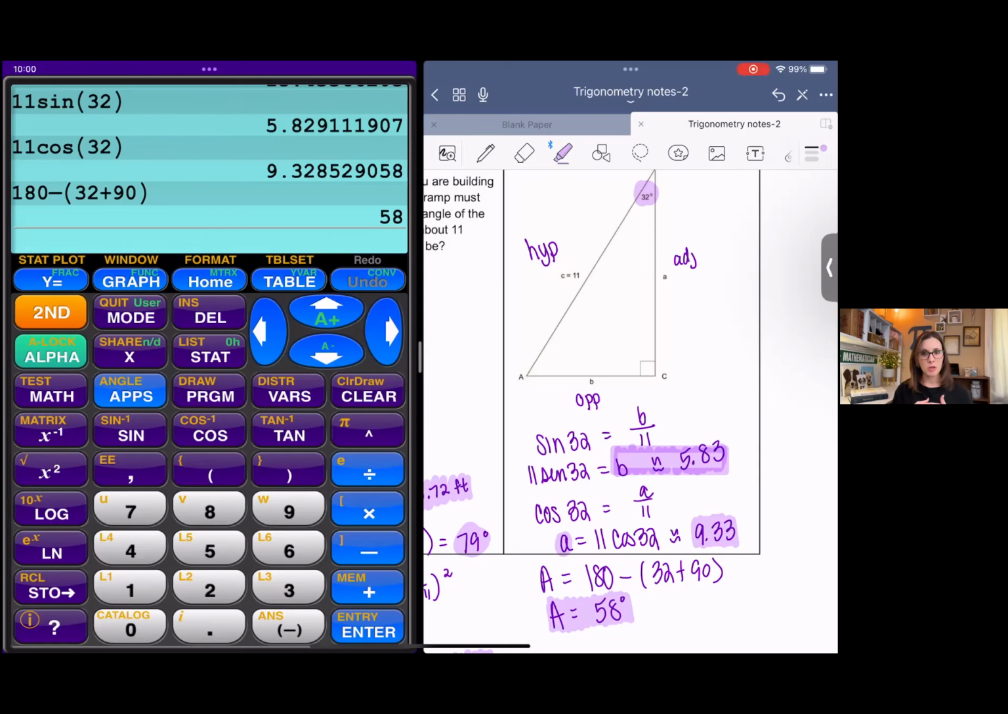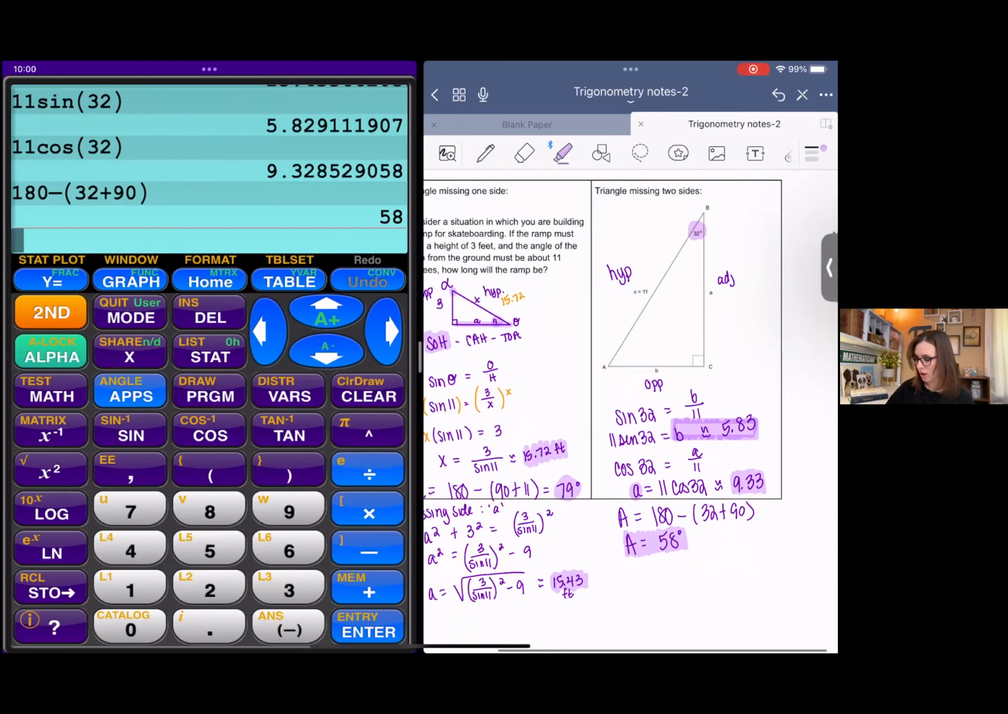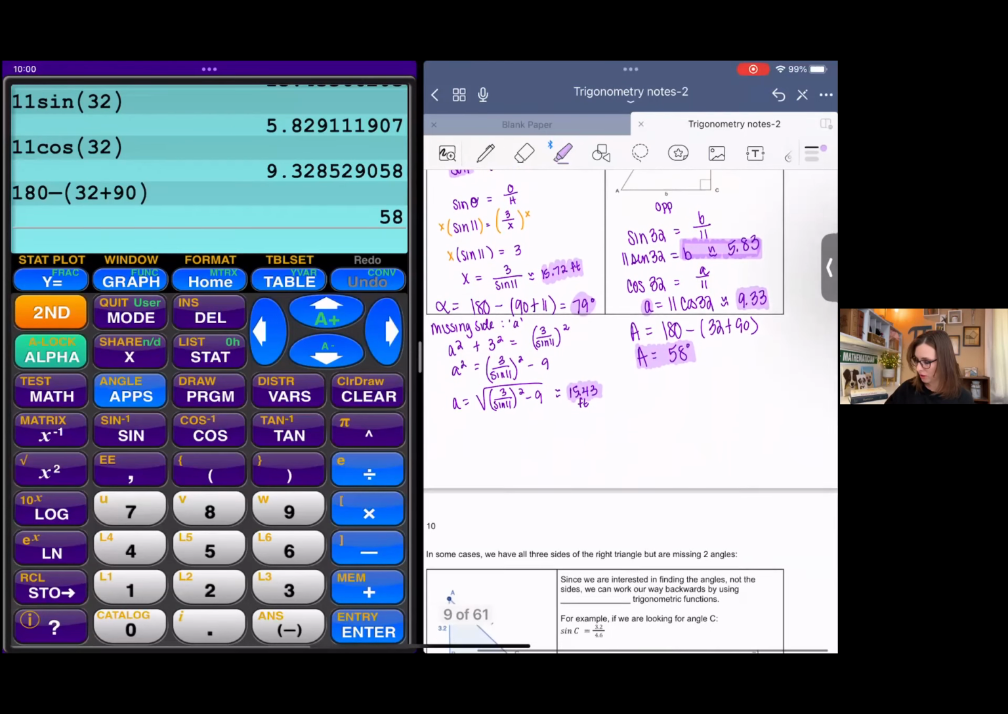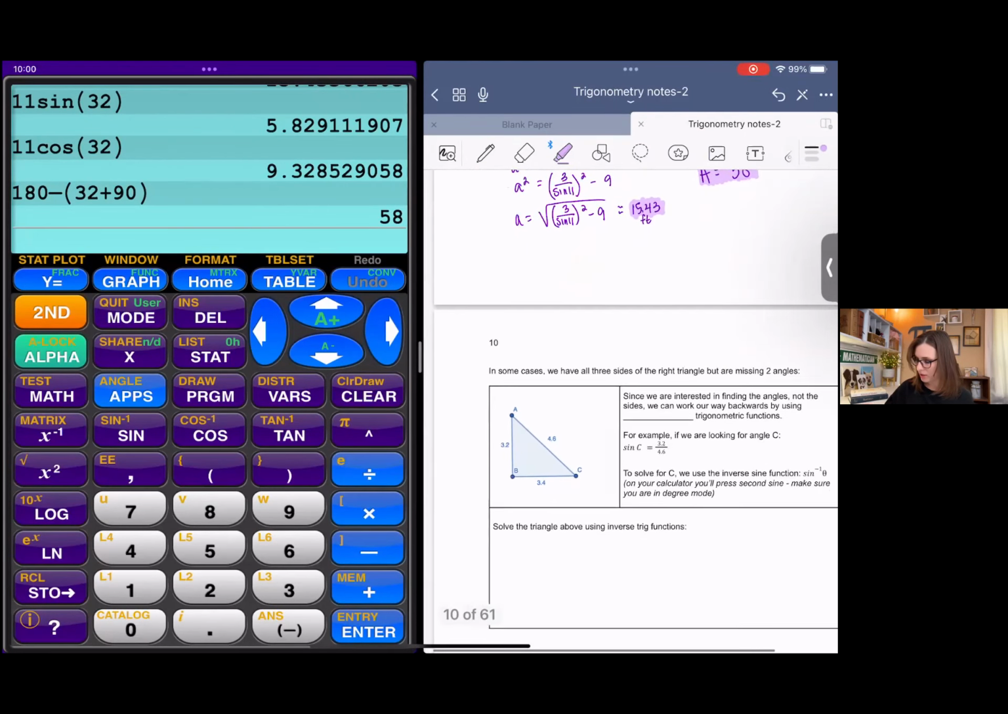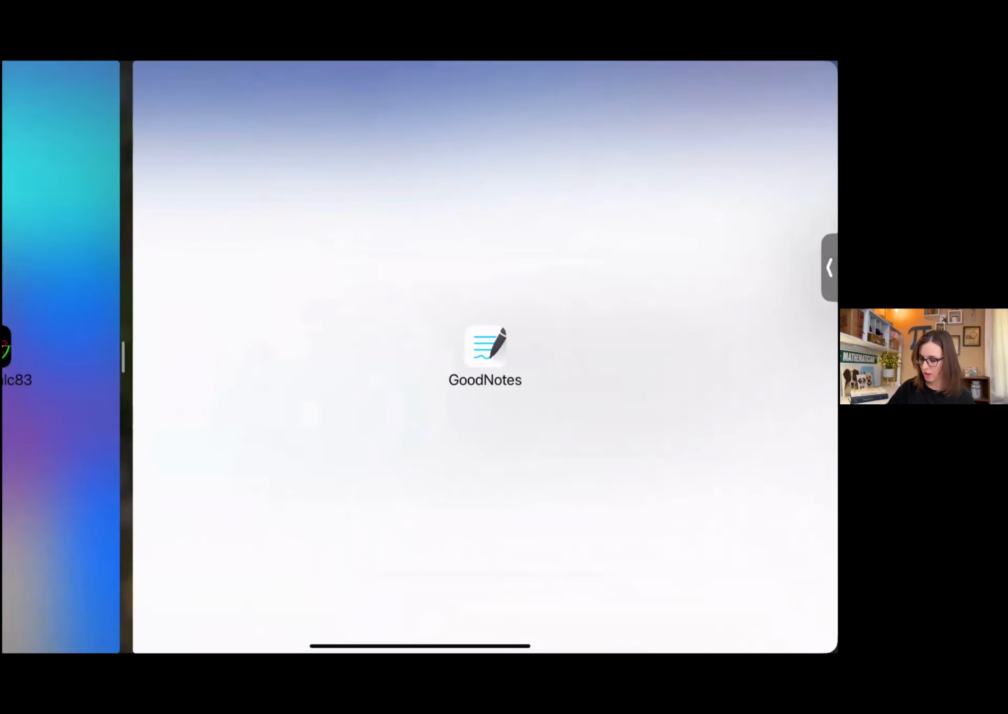And then the last angle is simple addition and subtraction. You should get 58 degrees right there. So that triangle is solved. Let's take a look at this example right here.